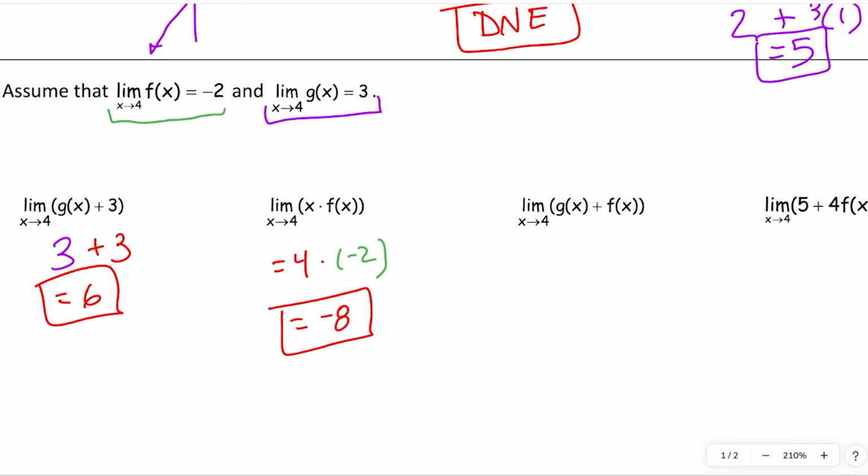All right. What's the answer to the next one going to be? See if we can just go straight to it. 1. Yeah. So the limit of g of x as x approaches 4 is 3, and the limit as x approaches 4 of f of x is negative 2. So yeah, you get 1.